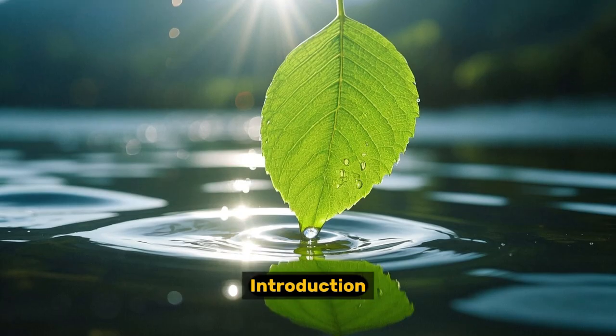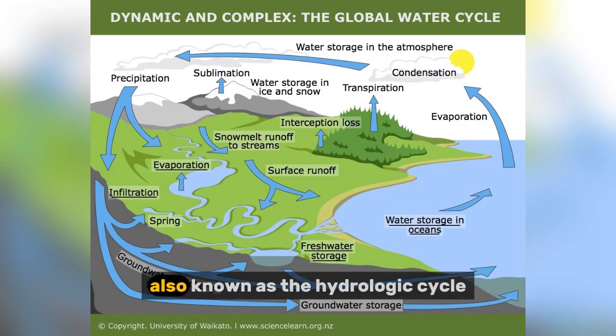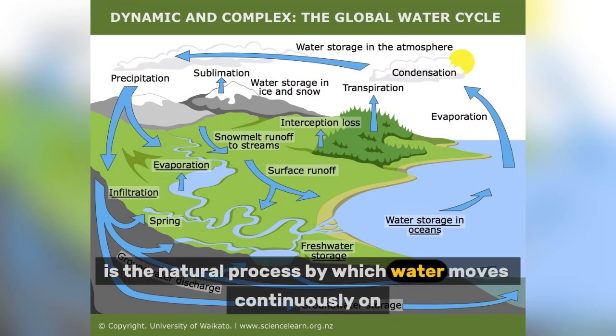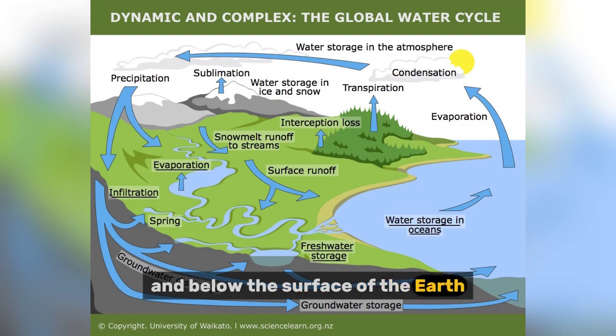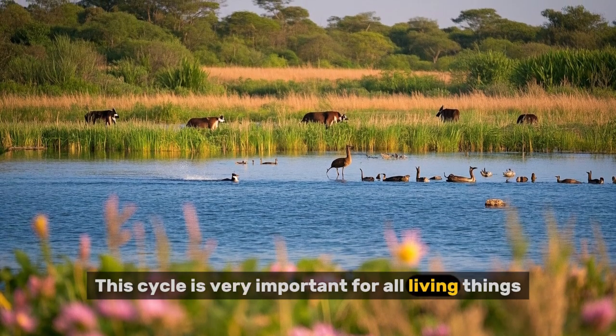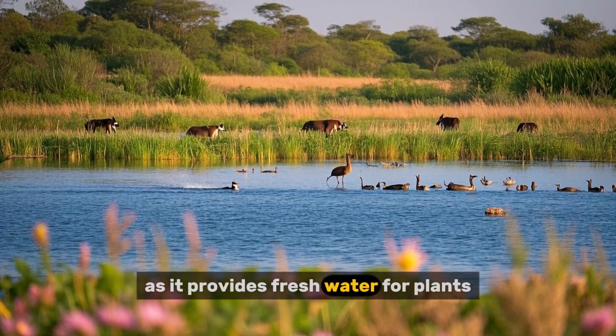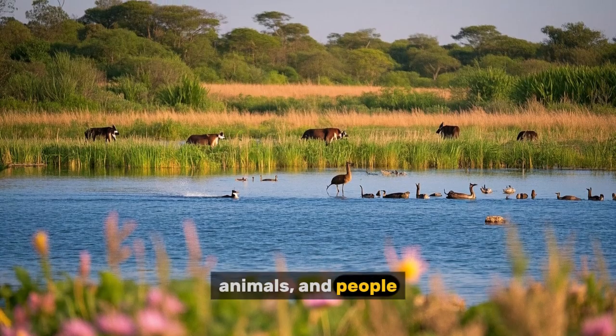The water cycle introduction. The water cycle, also known as the hydrologic cycle, is the natural process by which water moves continuously on, above, and below the surface of the earth. This cycle is very important for all living things, as it provides fresh water for plants, animals, and people.